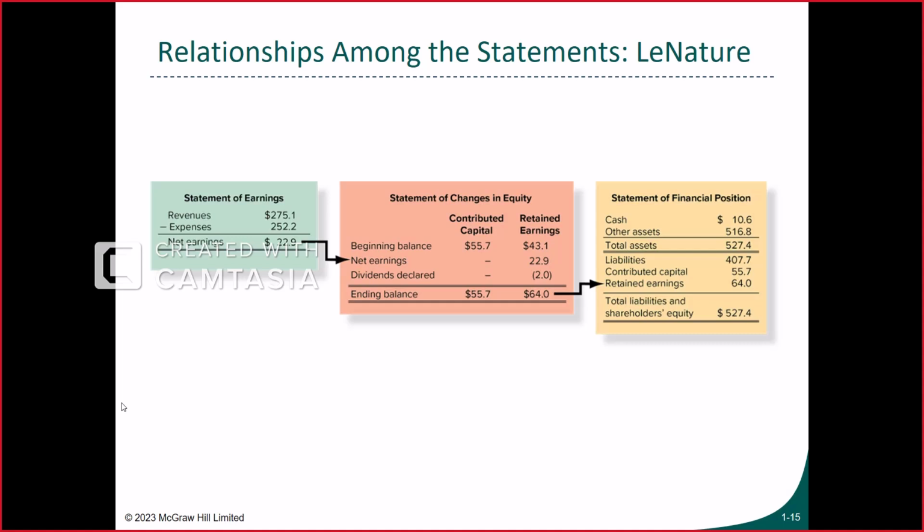The answer is none, because if there were any new shares issued during the period, they would be shown here on the statement of change of equity. But as you can see, contributed capital, beginning balance 55.7, ending balance 55.7. That means during that period of reference, 1 year or 1 month, there was absolutely no increase of capital, neither purchase of own shares. So no change in contributed capital.